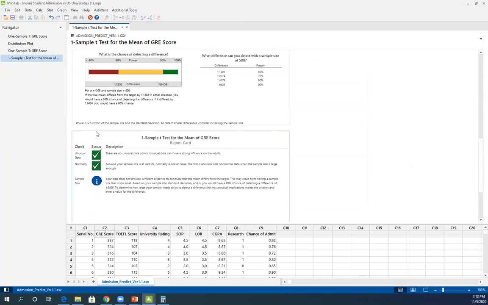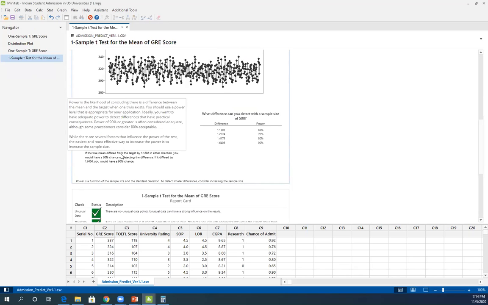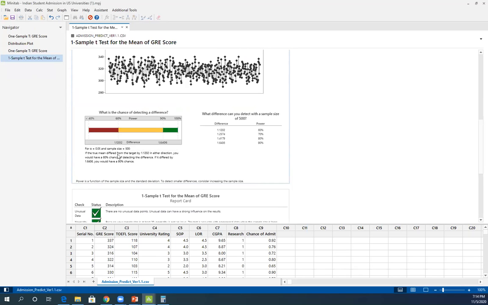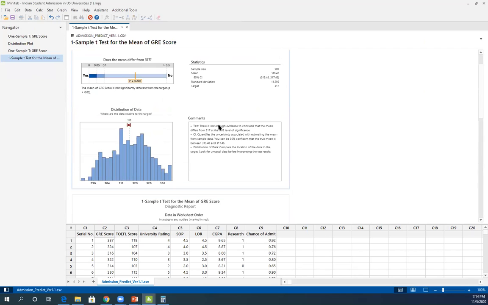So for alpha equal to 5%, the sample size 500, if the true mean differed from the target by 1.12 in either direction, you would have a 60% chance of detecting the difference. So here, this is the test. There's not enough evidence to conclude the mean differs from 370 at the 5% level of significance.